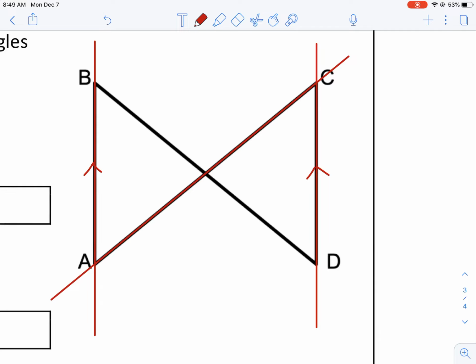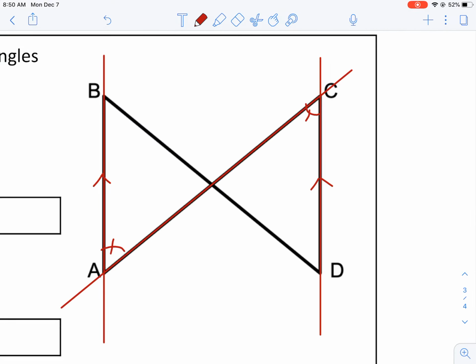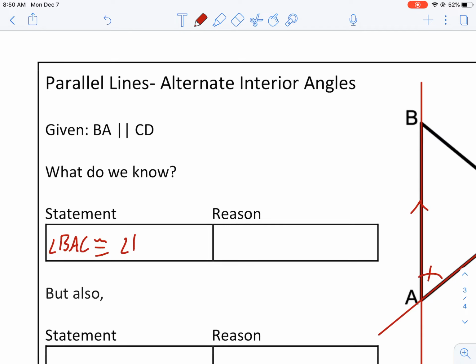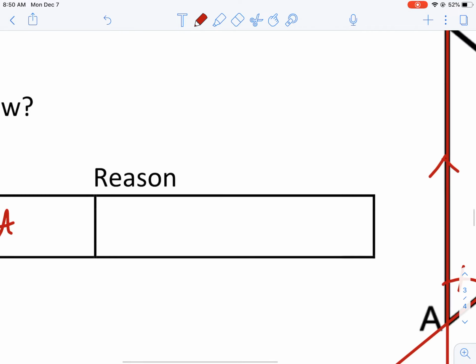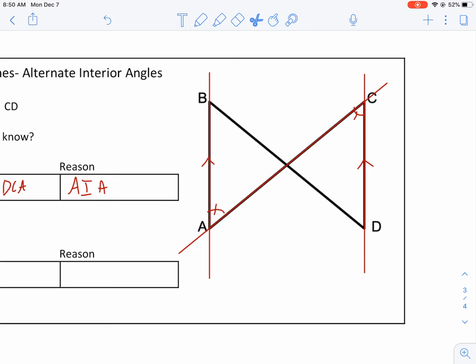And what gets created is alternate interior angles. All right, if you look, these two are alternate interior angles. So we know that BAC is congruent to DCA. And remember, that would be alternate interior angles. But those aren't the only alternate interior angles, right? There's actually two transversals here that it could be.